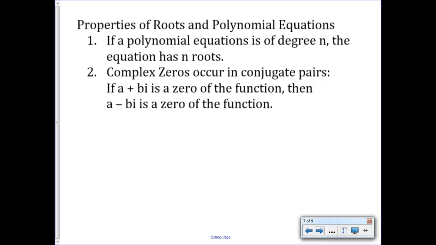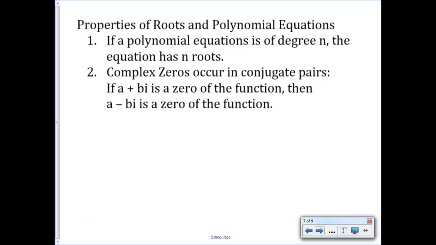Okay, properties of roots and polynomial equations. So if a polynomial equation is of degree n, the equation has n roots. So that's something we haven't talked about, but you may have noticed the pattern that if we have a degree of 3, we have 3 zeros or 3 roots. If we have a degree of 7, we have 7 zeros. That last example we did before the graphing calculator, we had 4 zeros. And then it was a 4-degree term. So then complex zeros occur in conjugate pairs. So if a plus bi is a 0, then a minus bi also is a 0.